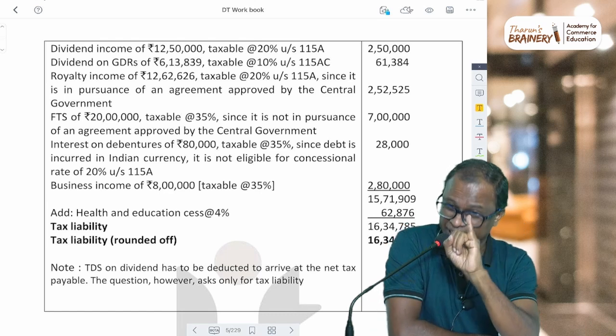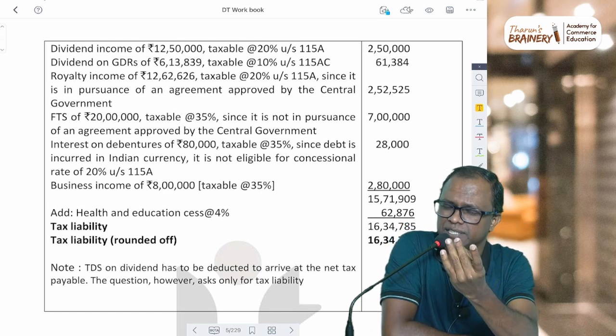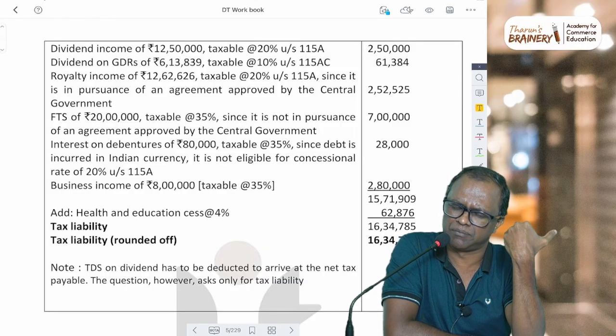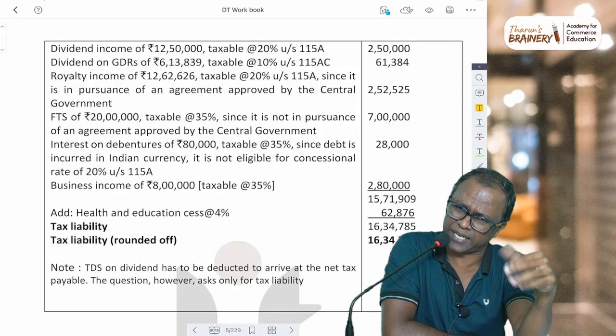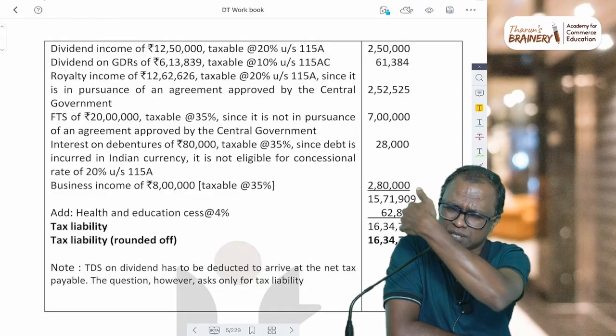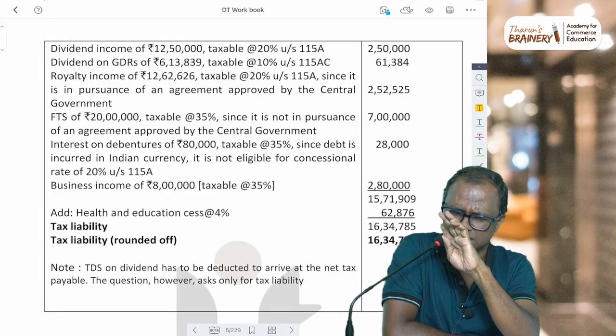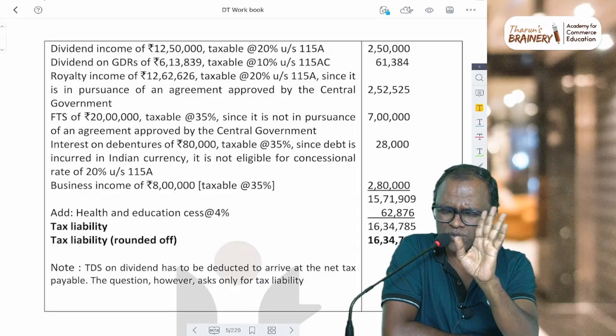But 115A: interest, royalty, FTS and dividend. Either they can ask a theory question, or some multiple choice questions, or they can put it in a case scenario, or they can ask a question like this. Usually the trend of the institute in respect of this area is like this. The question is similar to this. That's why I selected this question.